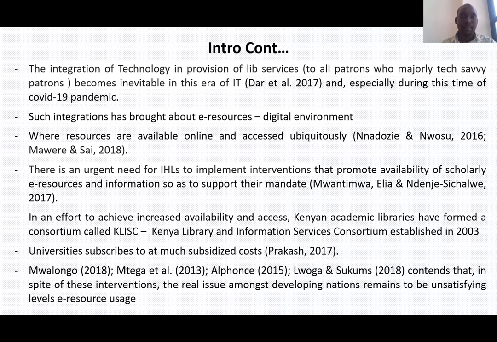In an effort to achieve this, that is increased availability and access of these e-resources, Kenyan academic libraries have formed a consortium, which they refer to as the Kenya Library and Information Services Consortium, established in 2003. These universities come together to enable them to subscribe to a wide variety of e-resources, but at a cheaper cost. We have others such as Malongo in 2018, Tega in 2013, Alphonse in 2015, and Boga in 2018, who said that in spite of the interventions to promote e-resource usage, the real issue among many developing nations, Kenya being one of them, is that the usage of these resources still remains at low levels. In other words, they are still unsatisfied.